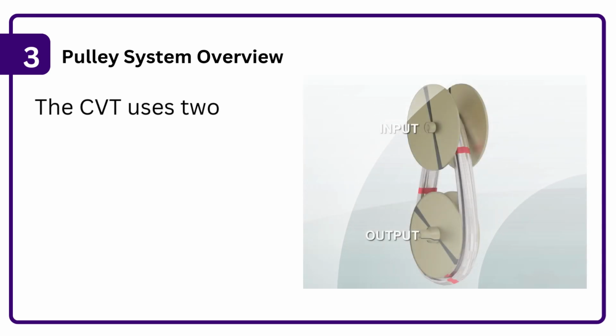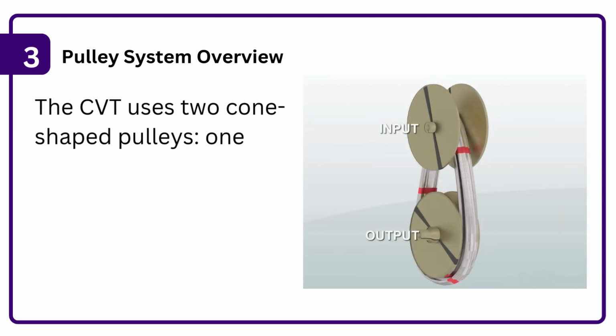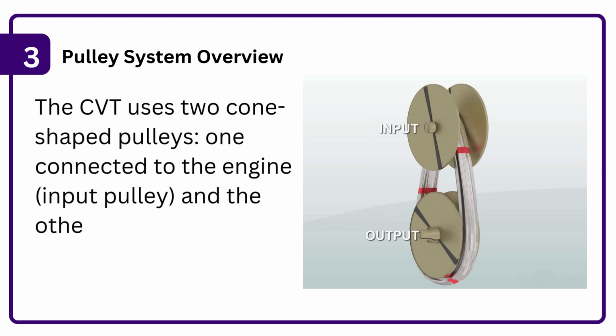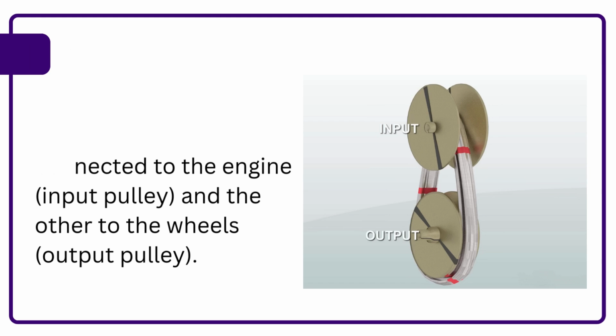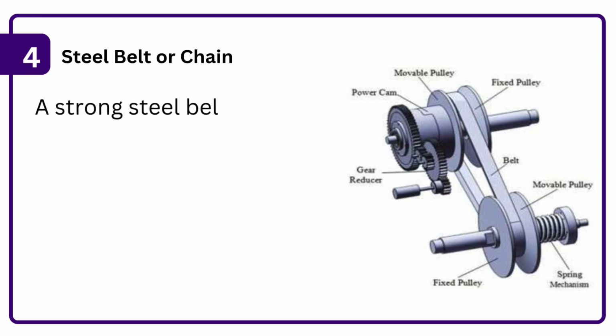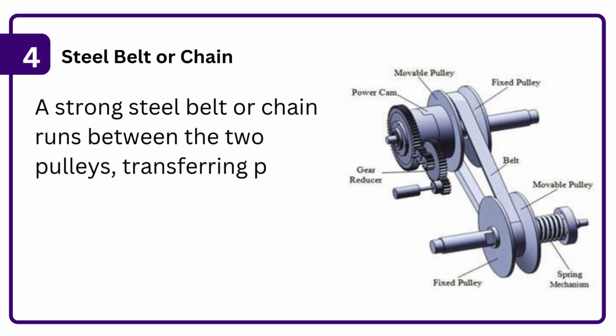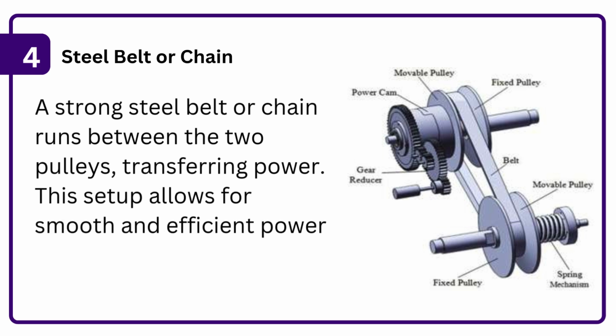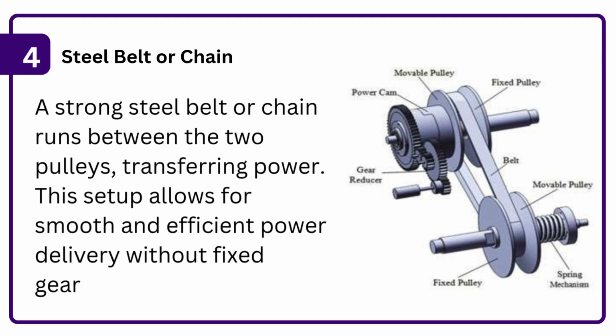3. Pulley system overview. The CVT uses two cone-shaped pulleys, one connected to the engine, the input pulley, and the other to the wheels, the output pulley. 4. Steel belt or chain. A strong steel belt or chain runs between the two pulleys, transferring power. This setup allows for smooth and efficient power delivery without fixed gears.